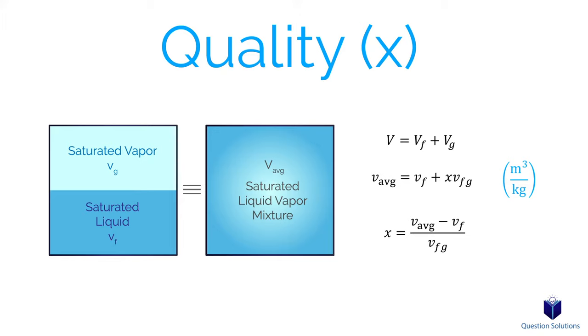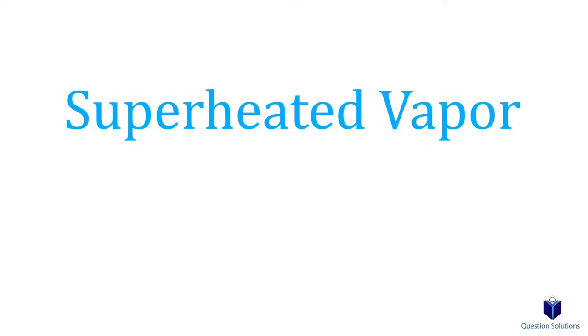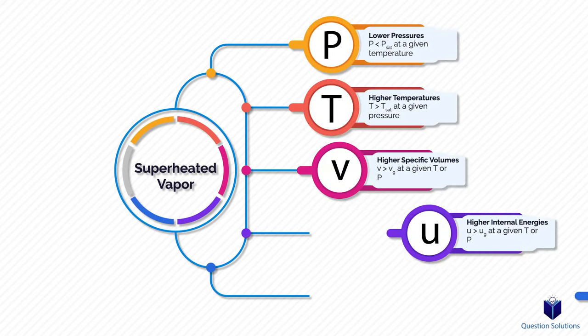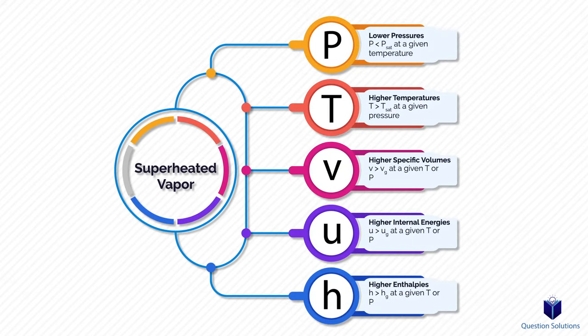Just as we did with volume, we can find the average internal energy and enthalpy using these equations. We have two more topics to discuss, which is how to figure out if a substance is a superheated vapor or a compressed liquid. In the case of superheated vapors, you can keep an eye out for these characterizations.